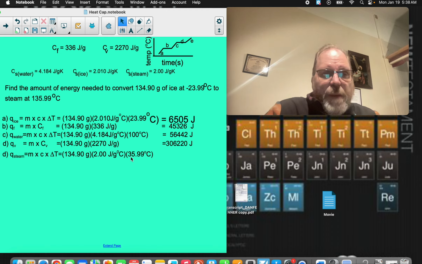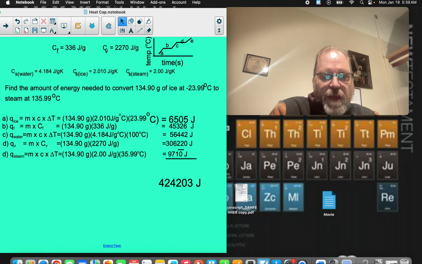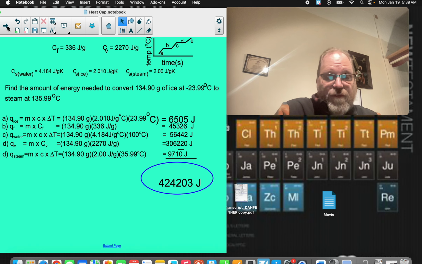All right, now we're going to add them up. If we add them all up, remember it's the last filled column, the answer is going to be 424,203 joules. And that's the total amount of energy needed to heat ice at negative 23.9 degrees Celsius to steam at 135.99 degrees Celsius.